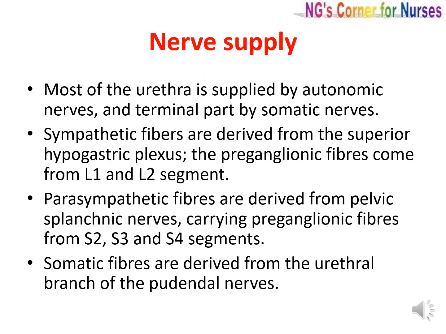Next, coming to the nerve supply, most of the urethra is supplied by autonomic nerves and the terminal part by somatic nerves. Sympathetic fibers are derived from the superior hypogastric plexus, and the preganglionic fibers come from lumbar 1 and lumbar 2 segments. And parasympathetic fibers are derived from pelvic splanchnic nerves carrying preganglionic fibers from second sacral, third sacral and fourth sacral segments. And the somatic fibers are derived from the urethral branch of the pudendal nerves.